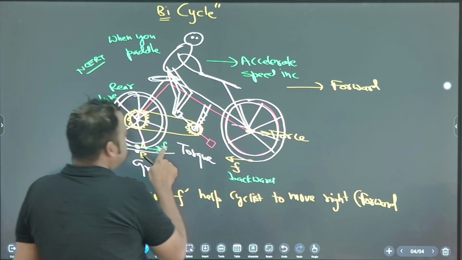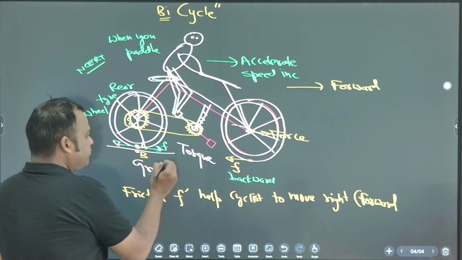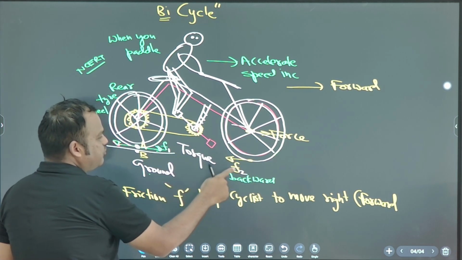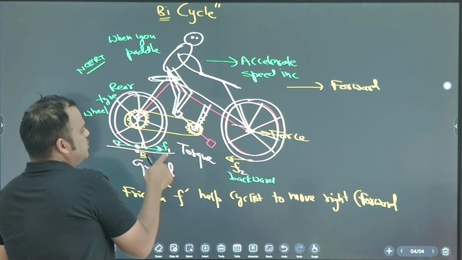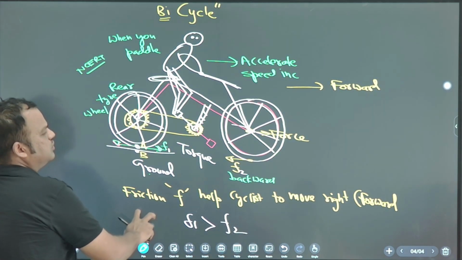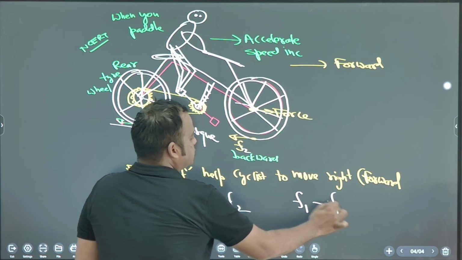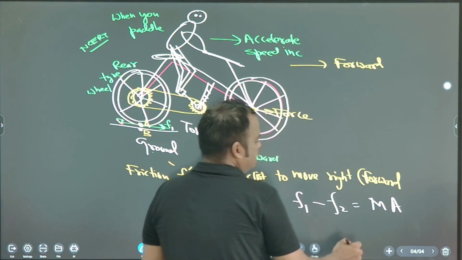So are both these frictions equal and opposite, or different? Different, correct. Otherwise the cycle cannot move. If F1 and F2 are equal, 1 Newton and 1 Newton, the cycle cannot move. So F1 is greater than F2. Understood? So how will you find acceleration? F1 minus F2 is equal to ma.